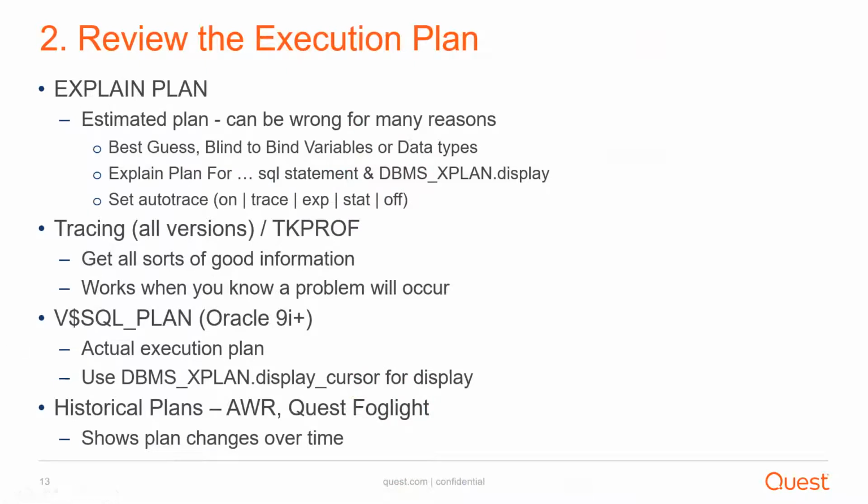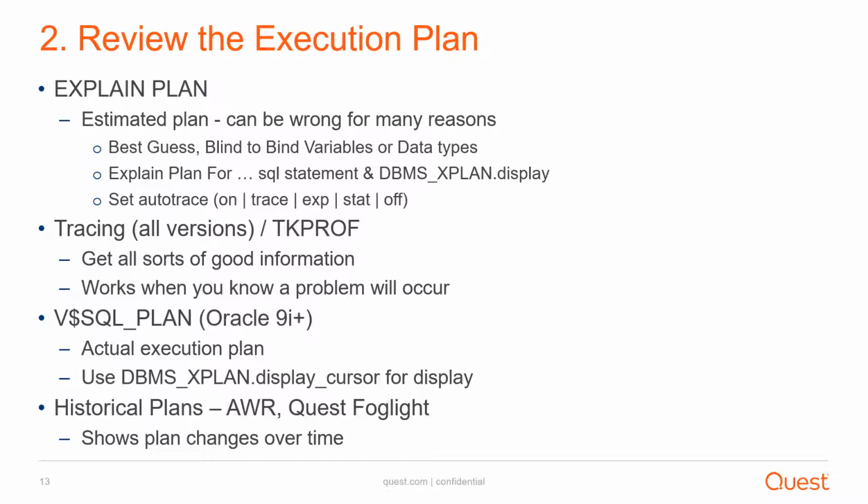Okay, so we found our SQL statement and we've got some clues on how to tune. So now what do we do? Tip 2 is to review the execution plan. Oracle gives you many ways to review. You can get that execution plan. You can do an explain plan. The thing about explain plans, they're estimated plans that can be wrong for many reasons. It's Oracle's best guess. It's blind to bind variables or any data types. It just looks at the columns only.